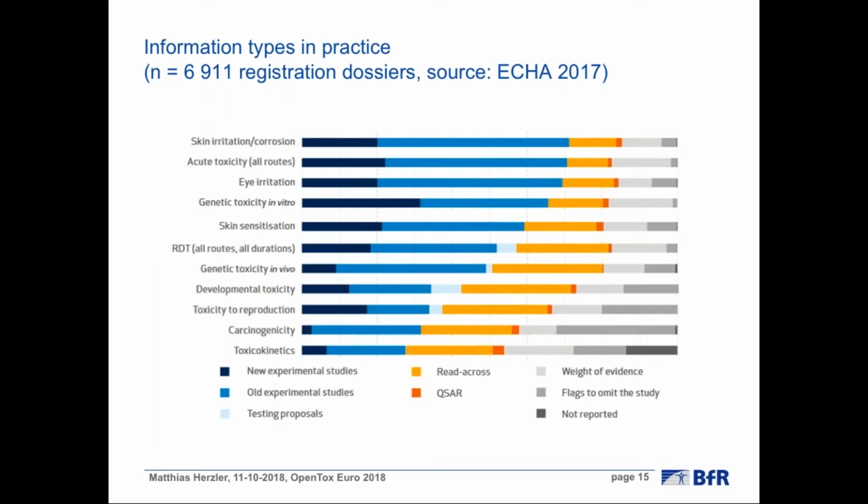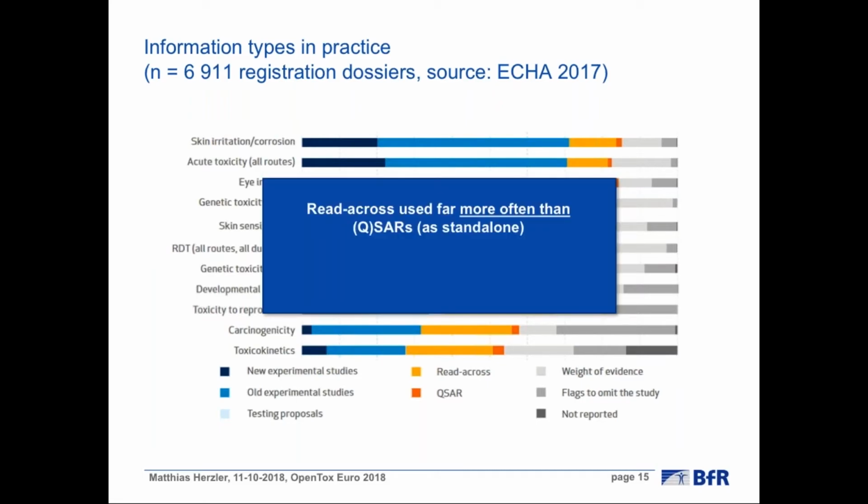I should say carcinogenicity and toxicokinetics are not strict requirements. For toxicokinetics, you are not required to submit any information that you don't have. And carcinogenicity you only have to generate if you have certain indicators, mutagenicity, certain other indicators. So that is the picture. And you see that read across is used far more often than QSAR.